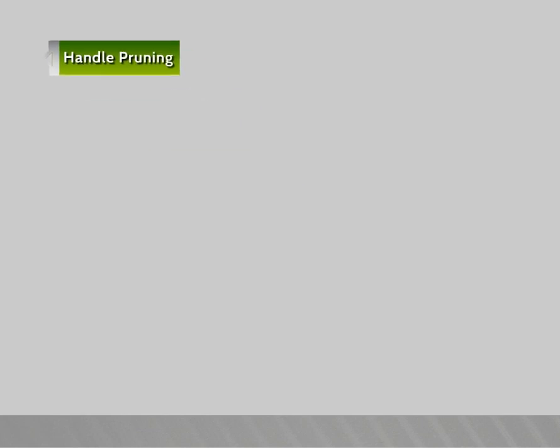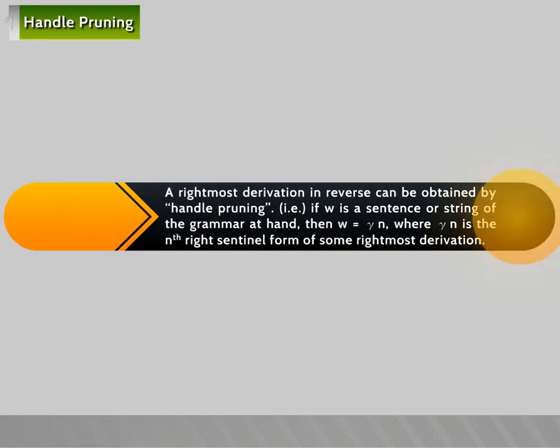Handle pruning. A rightmost derivation in reverse can be obtained by handle pruning. That is, if w is a sentence or string of the grammar at hand, then w is equal to gamma n, where gamma n is the nth right sentential form of some rightmost derivation.